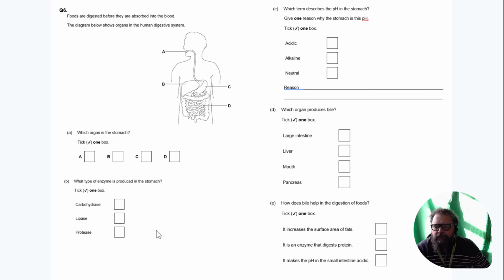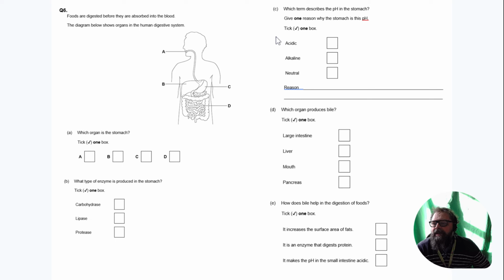What type of enzyme is produced in the stomach? So remember that proteins are digested in your stomach. We get protein from meat and fish and beans, and proteins are broken down by protease enzymes. The ones in your stomach prefer it to be acidic, and that's one reason why your stomach has such a low pH.